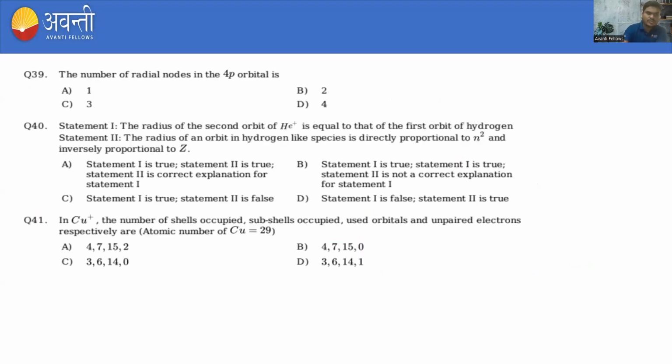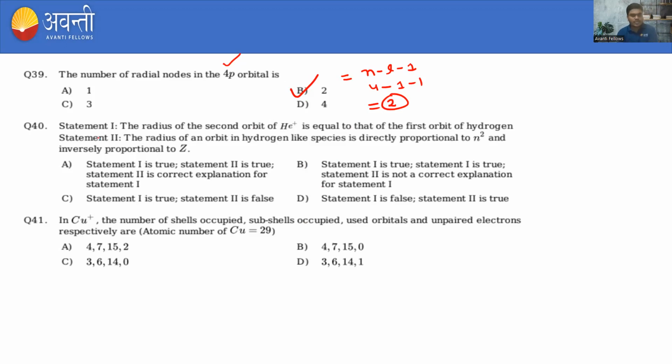Okay, now move to the next question, that is question number 39. How will you calculate the number of radial nodes? We know the formula for calculating the number of radial nodes. The formula for calculating the number of radial nodes is equal to n minus l minus 1. This is how you can calculate this. Here n is equal to 4 and l is equal to 1 for 4p. So this is 4 minus 2, that is 2. So which option is correct, beta? That is option number B. So always remember the formula for calculating the radial node, that is n minus l minus 1.